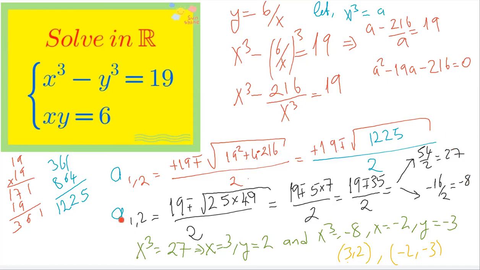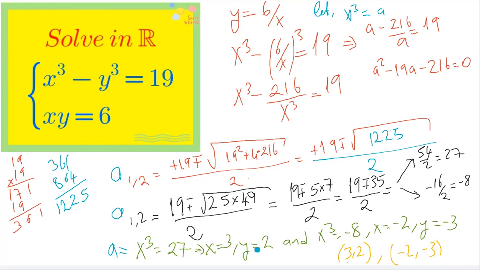But these are the roots of a. If a is 27, a equals x cubed, because remember, here we replaced x cubed by a. Now we do the opposite. So a equals x cubed. Maybe we can write that one too, so it will be easier to understand. From here, if x cubed is 27, the first root, x will come as 3. Since it is an odd power, there is only one solution.